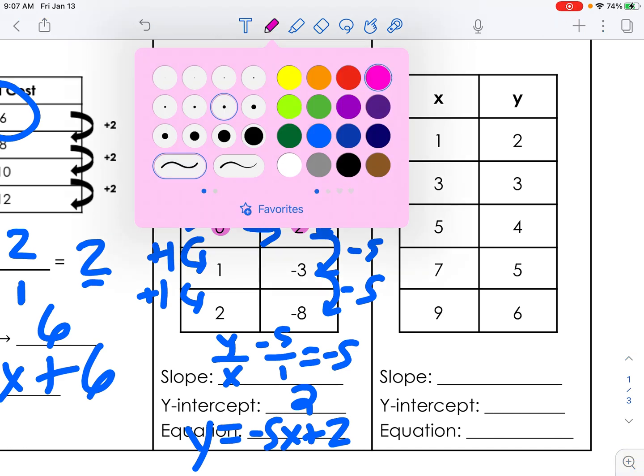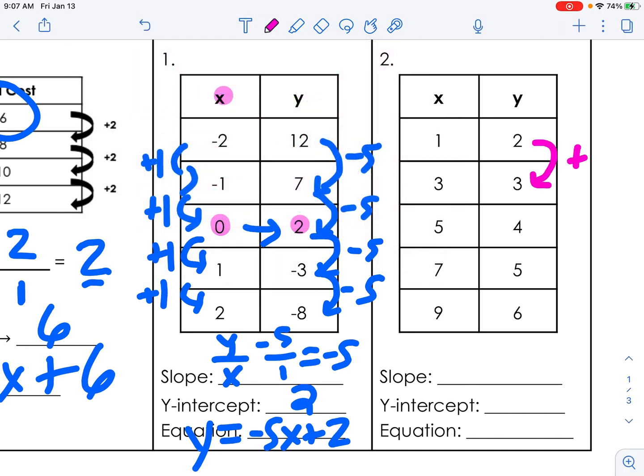Second example. To get from 2 to 3, we add 1. From 3 to 4, we add 1. From 4 to 5, we add 1. And from 5 to 6, we add 1. So your change in y is +1.